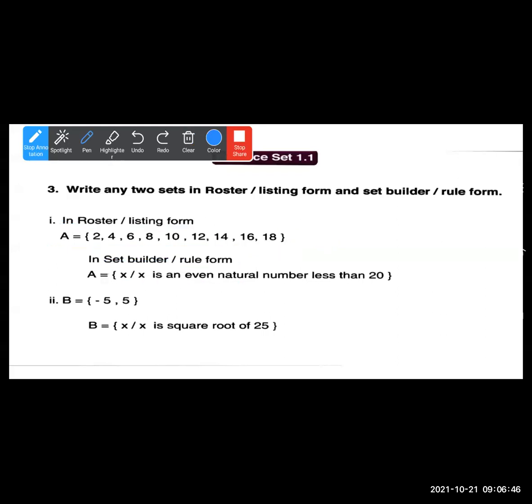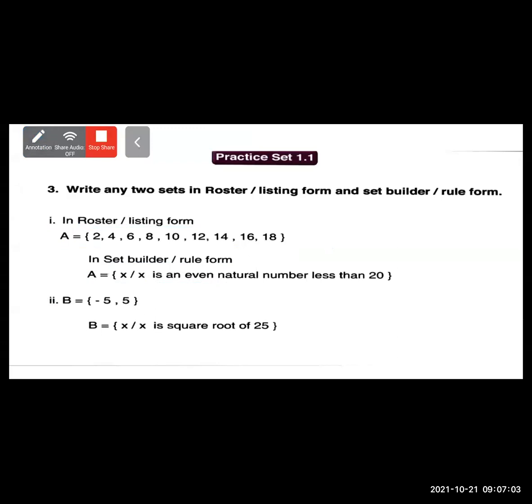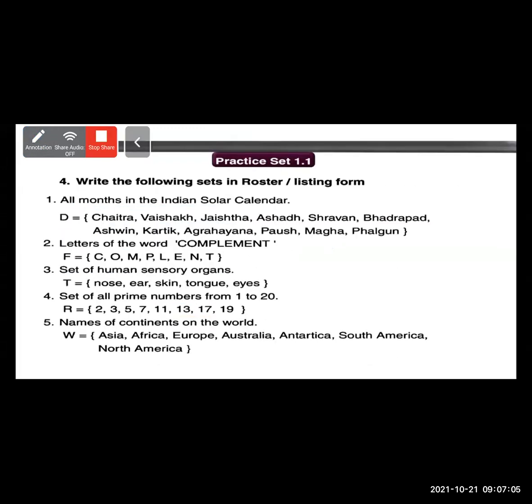Okay, to the next one. Now B is equal to -5, 5. So B is equal to set of all x such that x is a square root of 25. With this you have to write two sets. Both in listing and rule method I have to write. This is an open-ended question. You can take any example. Now see the question number 4.